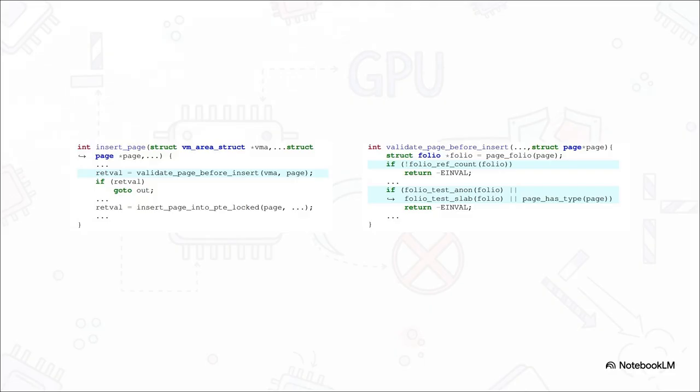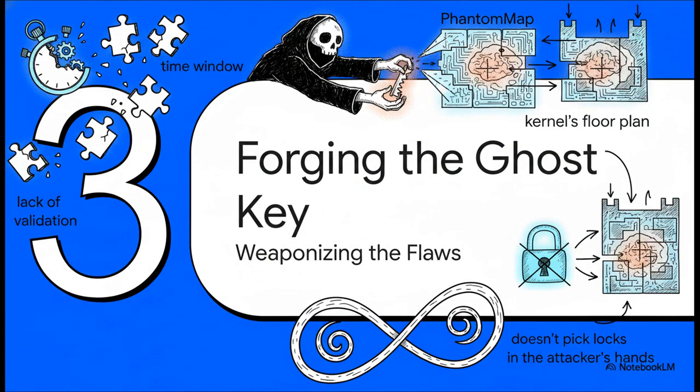And you can literally see this when you look at the code. On the left, there's the CPU's page fault handler. See that? It's explicitly calling validation routines, checking page types, doing its homework before it creates a mapping. Now look at the right, the GPU driver's equivalent code path. It's empty. There's nothing. It just blindly trusts the physical address it was handed and maps it. Okay, so we've got a time window and a driver that's way too trusting. Now for the really cool part, how do attackers combine these to forge PhantomMap? See, they don't have to pick the kernel's locks.